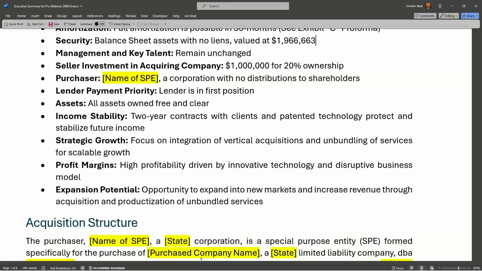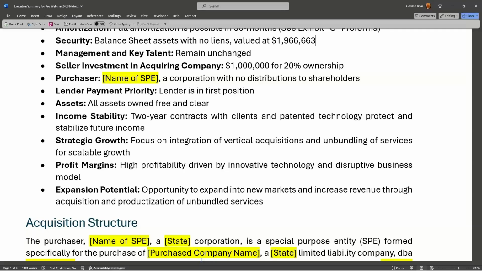If there were no contracts and everybody could just cancel and take their business elsewhere because they didn't have this patented technology, then the risk factor in the loan to this company would be much higher than it really is. So these are all the factors that we're trying to put in front of the lender.